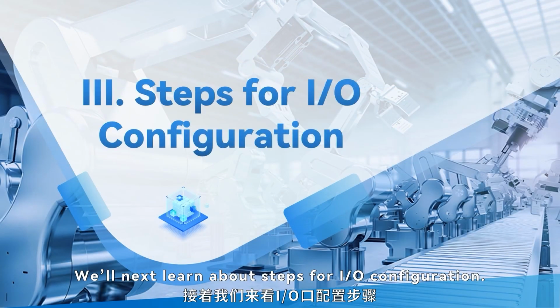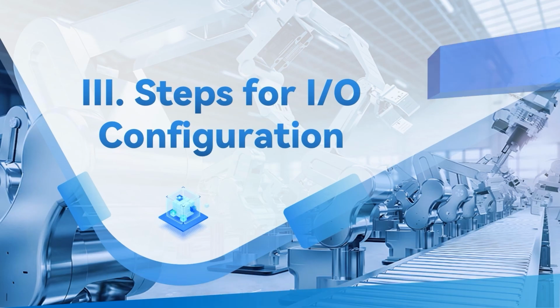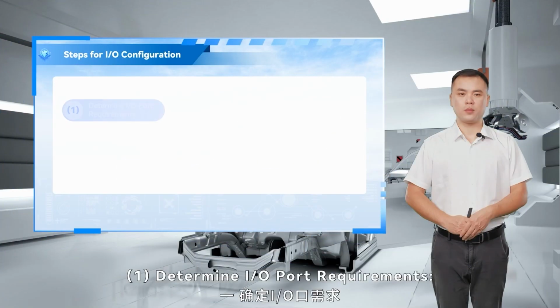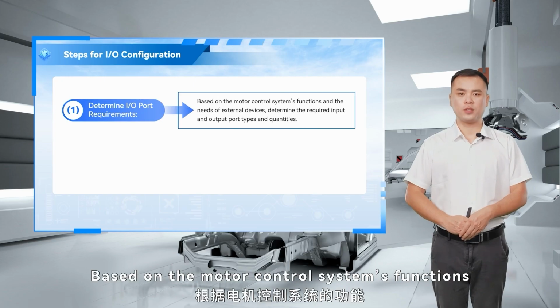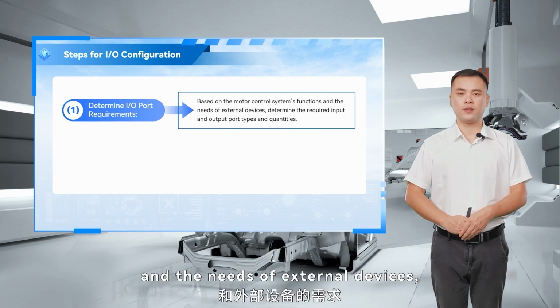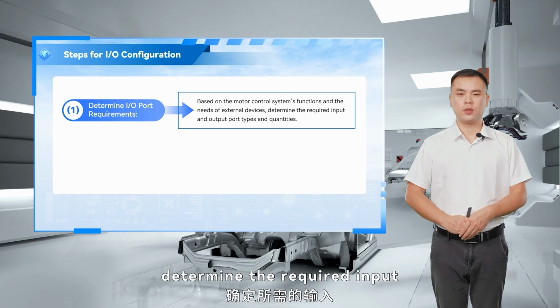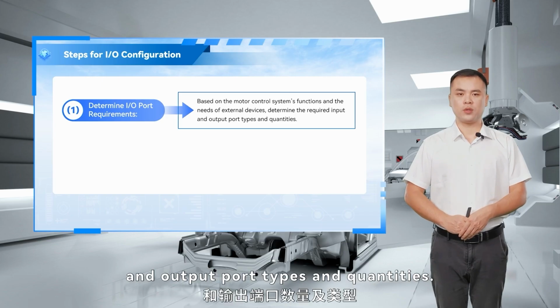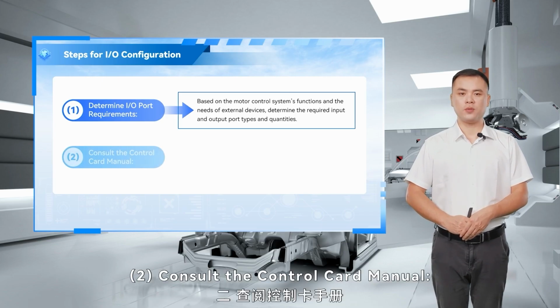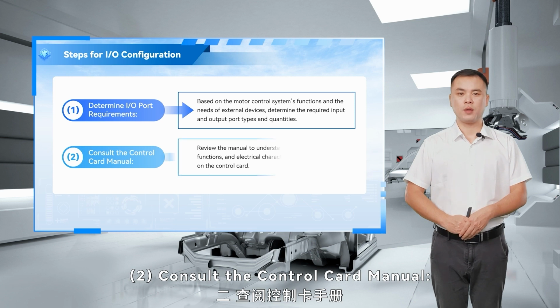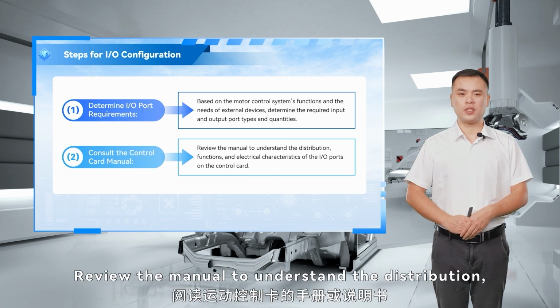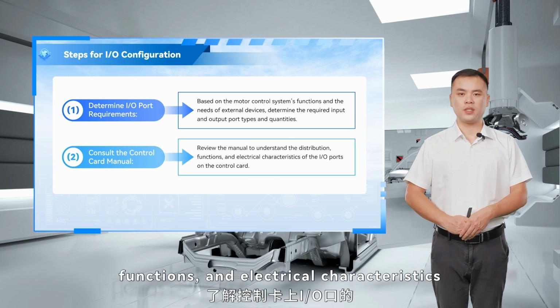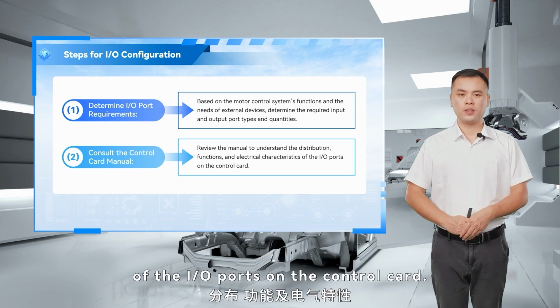We'll next learn about steps for I/O configuration. 1. Determine I/O port requirements. Based on the motor control system's functions and the needs of external devices, determine the required input and output port types and quantities. 2. Consult the control card manual. Review the manual to understand the distribution, functions, and electrical characteristics of the I/O ports on the control card.